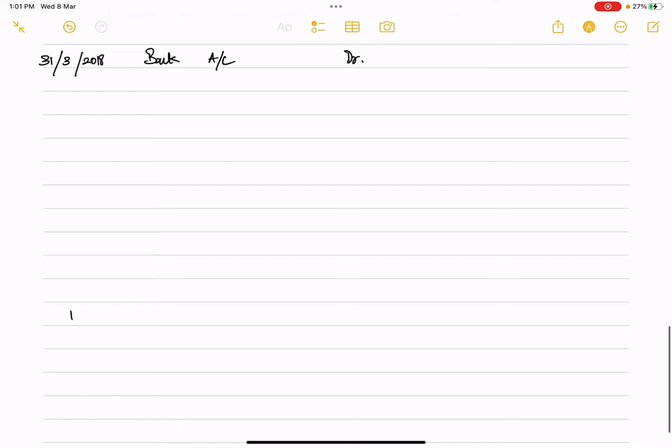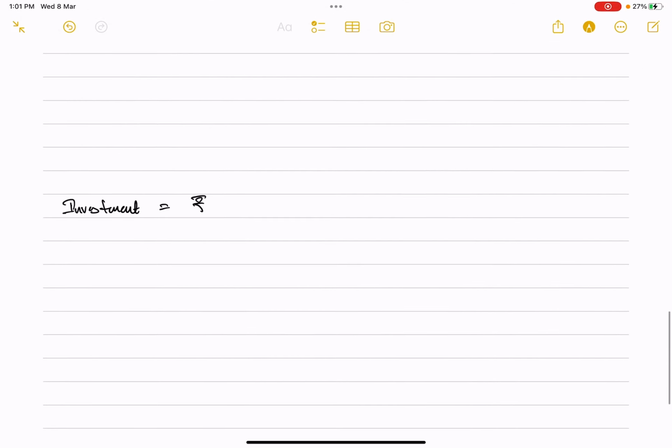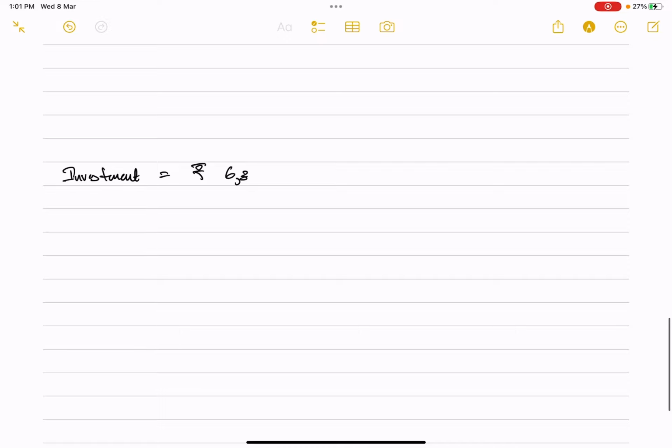So the investment made was rupees, how much was the amount? 6,30,000. So 6,30,000 rupees we have invested. In this investment, we have earned interest at the rate of 10%.